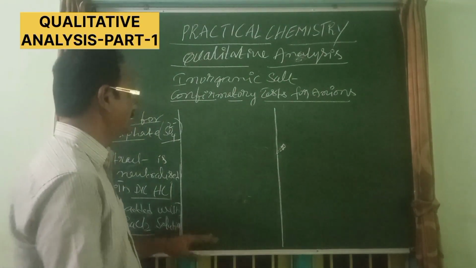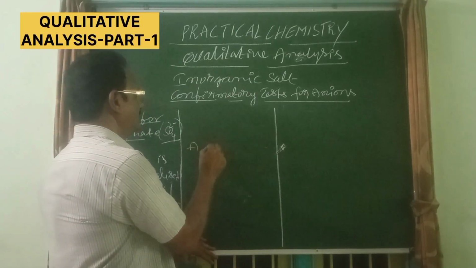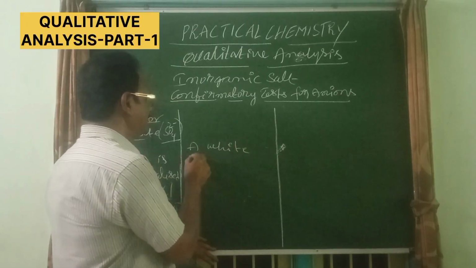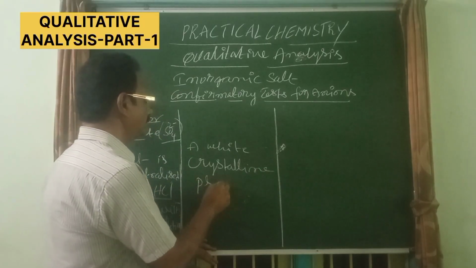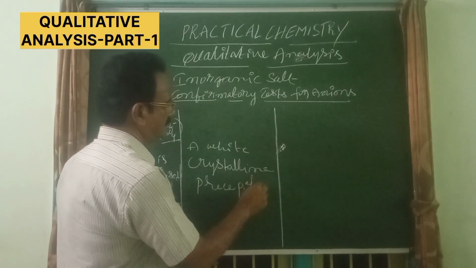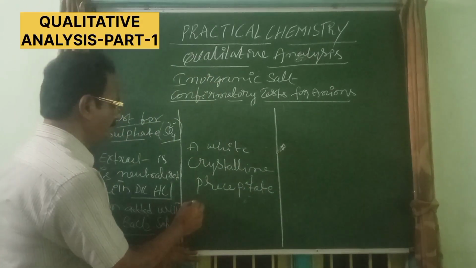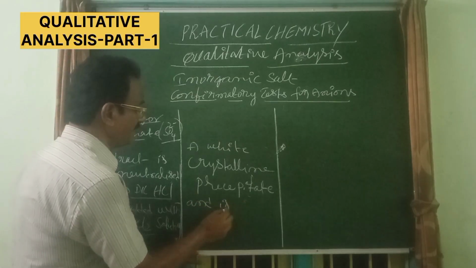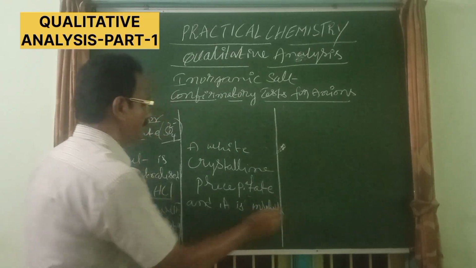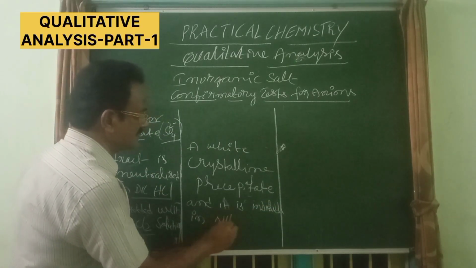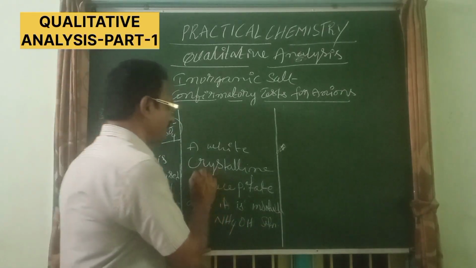Is it clear? So then the observation: if there is sulfate in the salt, a white crystalline precipitate is formed, and it is insoluble in NH4OH solution. Okay, a white crystalline precipitate for sulfate.